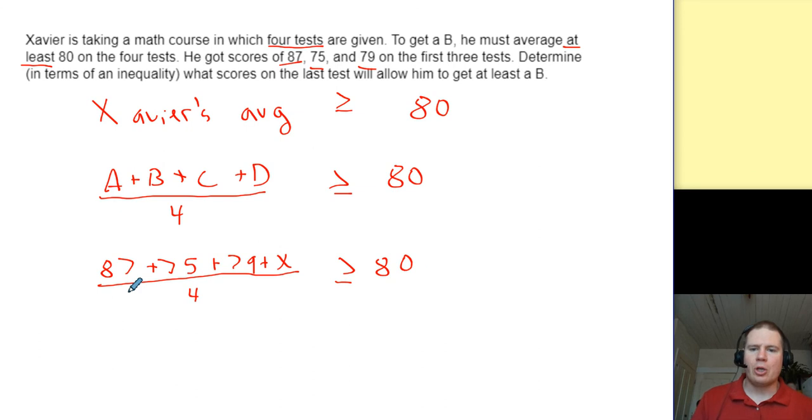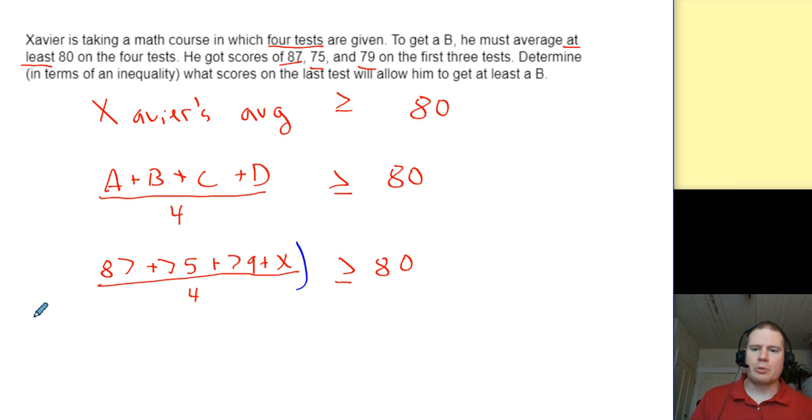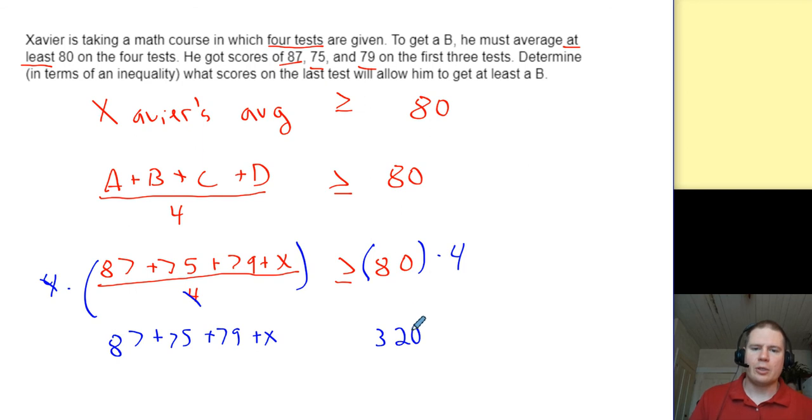Now, how do we solve this? We could try dividing each of these by 4, right? Distribute that 1/4. That's going to be ugly fractions. Better, now that we have our model here, better to multiply this whole expression by 4 and this whole expression by 4. 4/4 is 1. Now we just have 87 plus 75 plus 79 plus x. 80 times 4 is 320. Now, did we multiply by a negative value? No, we multiplied by a positive 4. So this doesn't change. It's still greater than or equal to.